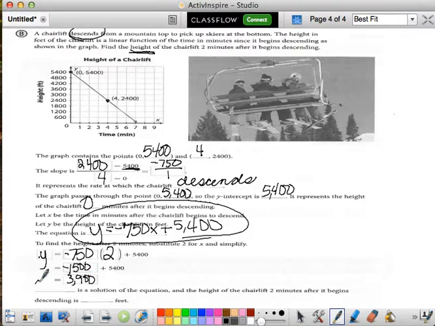So now I know on my graph the point (2, 3,900) is a solution to my graph. And more importantly, I know that after 2 minutes, the chair has descended to 3,900 feet.